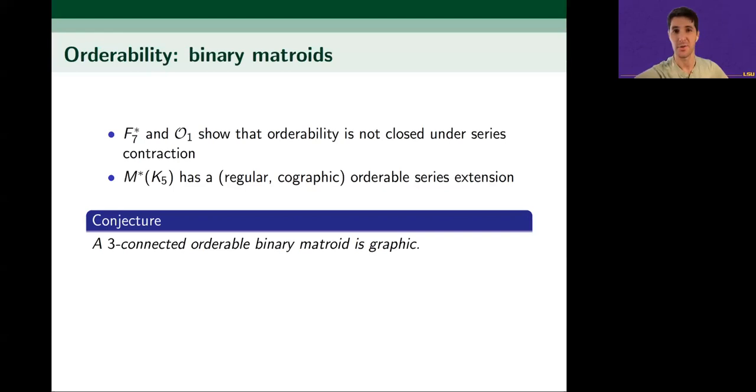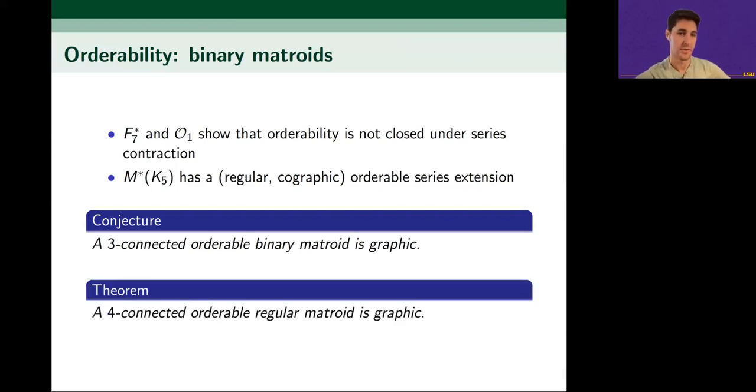So if I was to come back to orderability, I would most certainly come back to this right here, and I would learn how to use Sage, and then I would be checking lots of matroids for orderability, just to have a bunch more examples. We have made progress though, and that looks like this. So a 4-connected orderable regular matroid is indeed graphic.